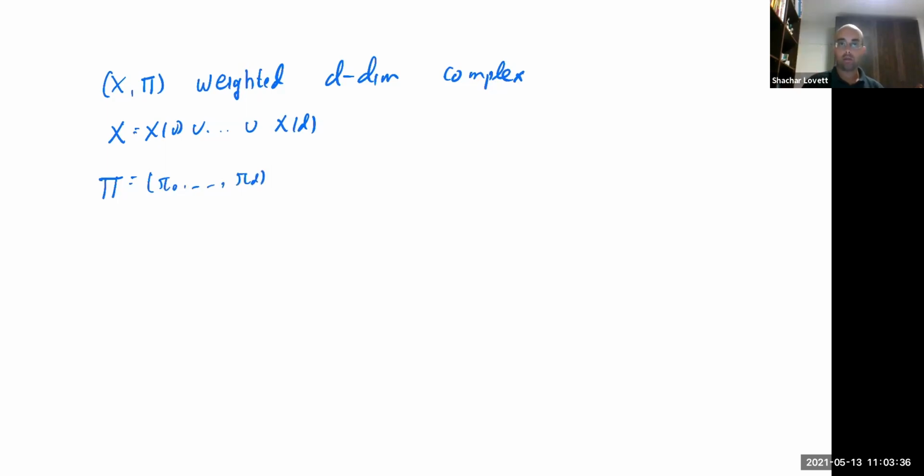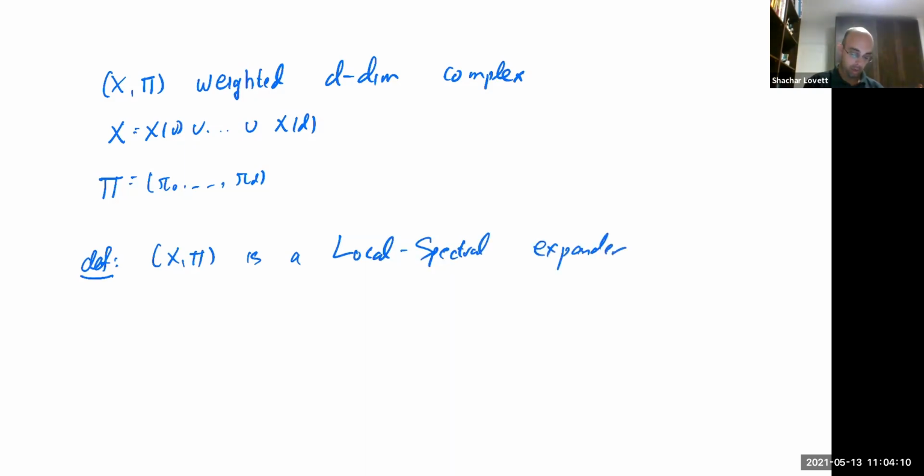And again, pi d is some arbitrary distribution on top level faces, and we just push it down by this random sampling process that we discussed several times. Basically what we are interested in asking is, when is such a complex an expander? In particular, we're looking at this notion of local spectral expander. So the definition is that X pi is a gamma local spectral expander. So just say LS for now.